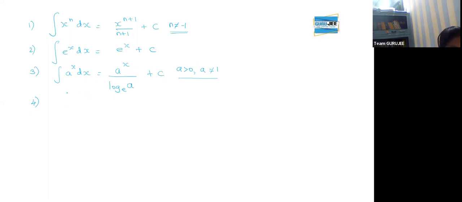Fourth one, integration of sin x dx equal to minus cos x plus c. Minus cos x plus c. Integration of cos x dx, it is upside down. Just sin x, no need to write negative sign. Sin x plus c. So remember, sin to cos is negative. Remember that alone: when you convert sin, it becomes minus cos.